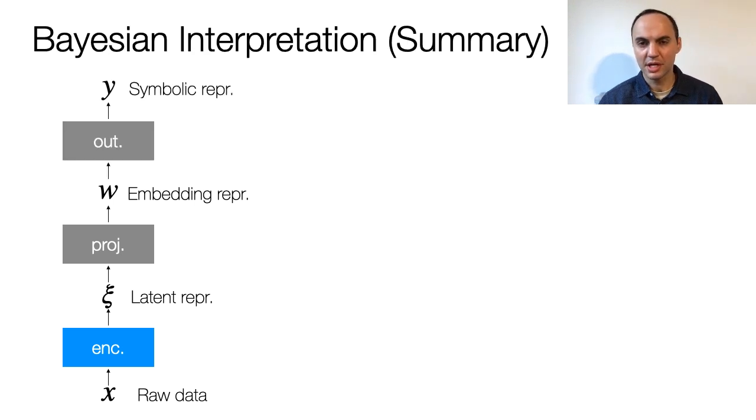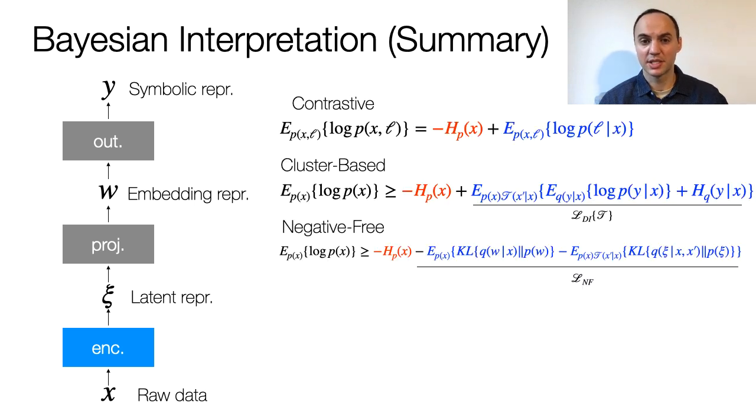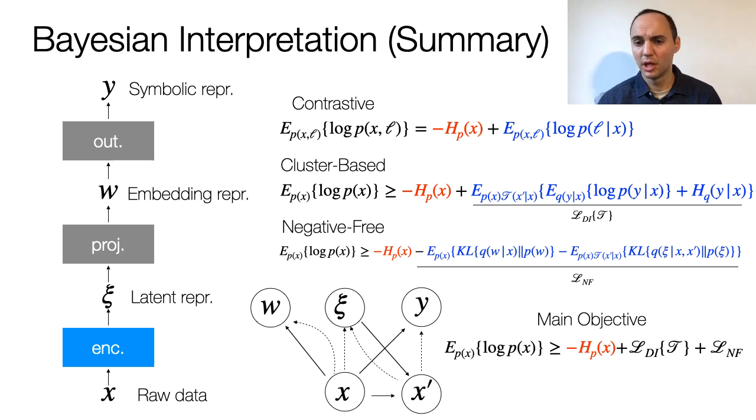So we can summarize our analysis into a common framework. Here I provided a set of objectives, the ones that I just mentioned, and I just use some compact names to simplify the notation. And we can summarize everything in a single graphical model with a single objective. So that's our analysis of self-supervised learning.